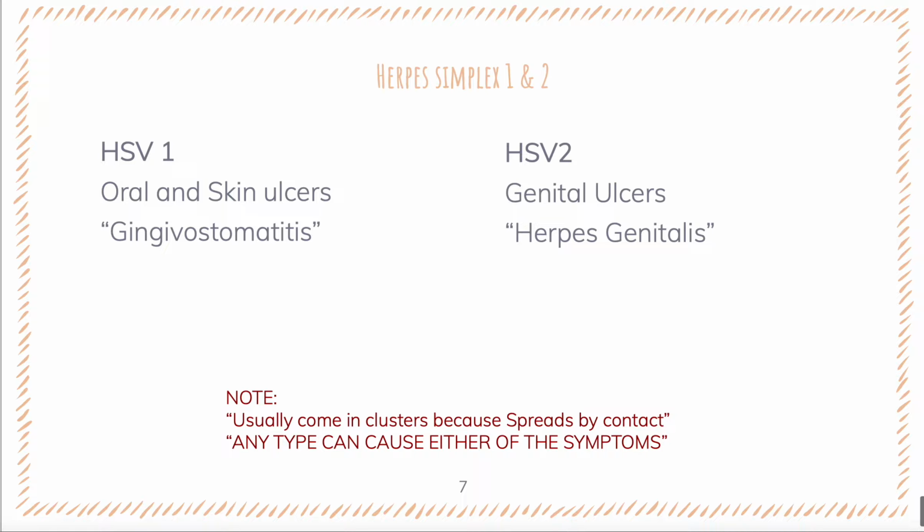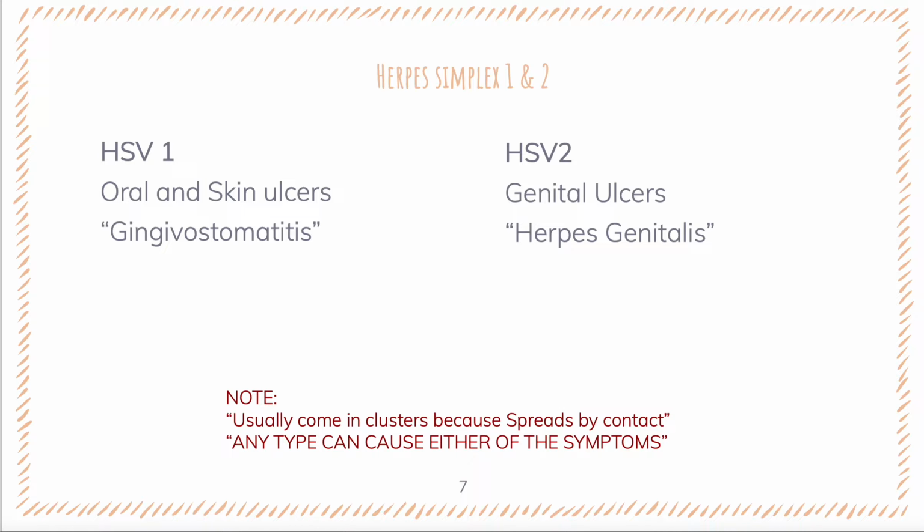Okay. We're going to talk about the most important ones, which are the herpes simplex type 1 and type 2. In type 1, they usually present as oral and skin ulcers, which is known as gingivostomatitis. In type 2, they present with genital ulcers, which is known as herpes genitalis. They usually present in clusters. What do we mean by clusters?